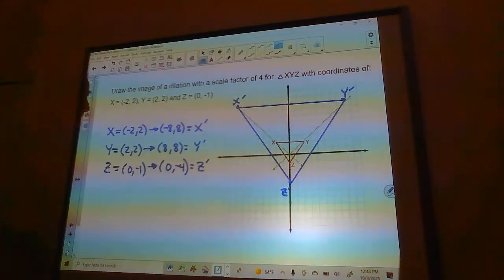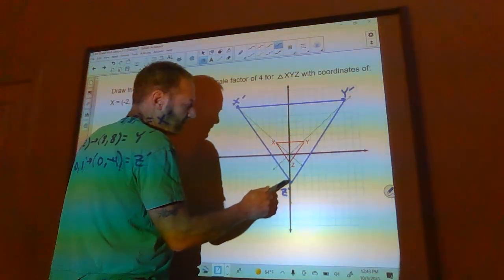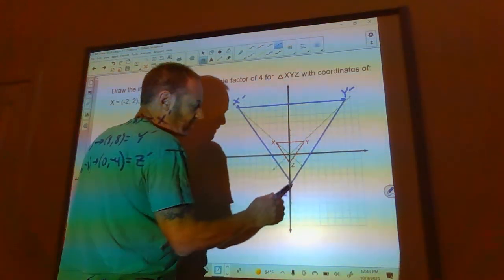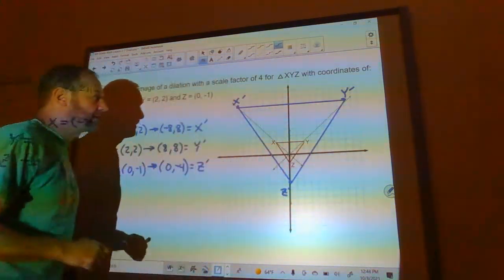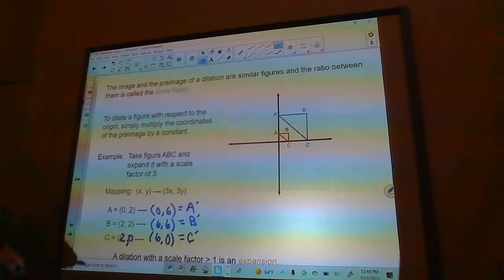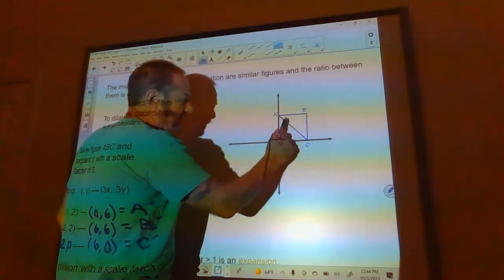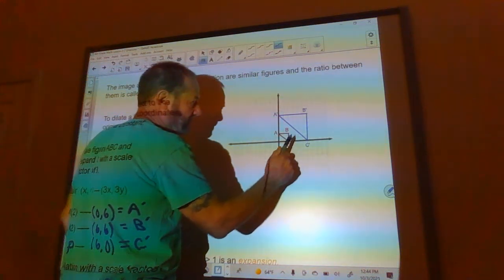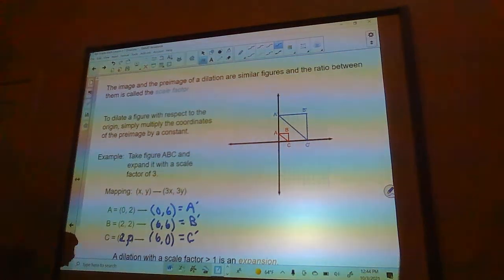The triangle became 4 times bigger. Notice this too. This side is parallel to this side. YZ is parallel to Y prime Z prime, and XY is parallel to X prime Y prime. And that happened over here too. AC and A prime C prime are parallel, AB and A prime B prime are parallel, and BC and B prime C prime are parallel as well.